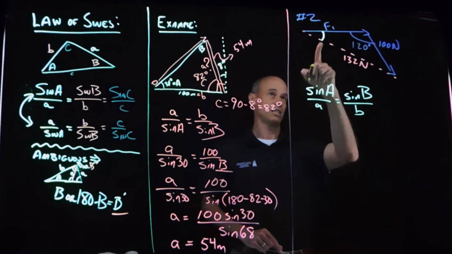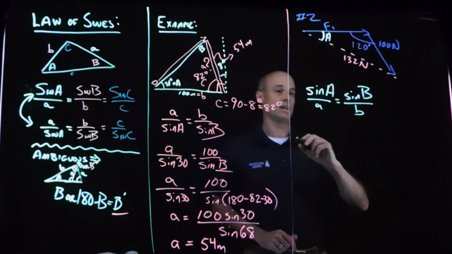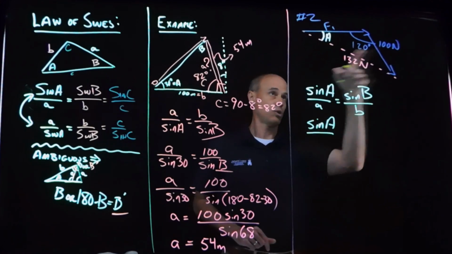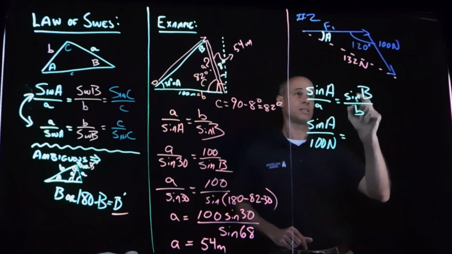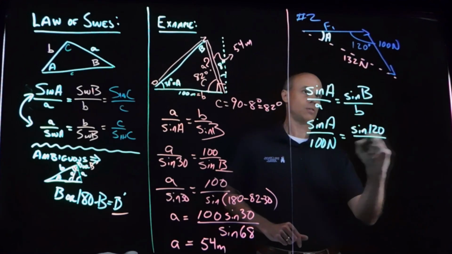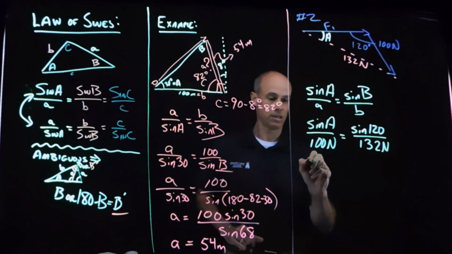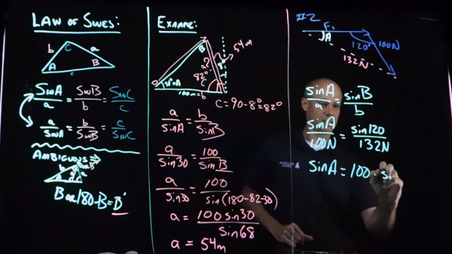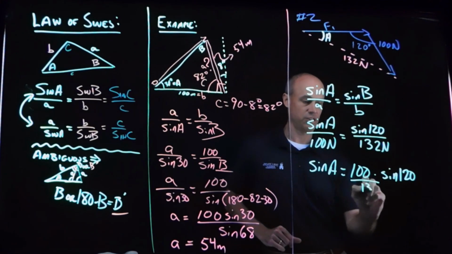Okay, so we can go ahead and say that we're trying to solve for this angle. Let's call it A. So we have the sine of A over 100 newtons, that's opposite that, is equal to the sine of B, which is 120 degrees, over 132 newtons. So sine A is going to come out to 100 times sine 120 over 132.